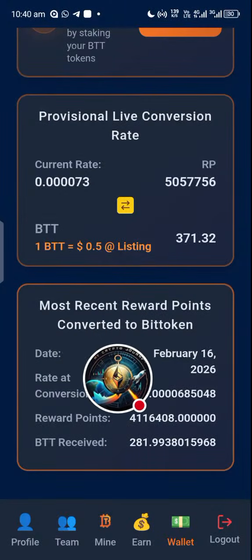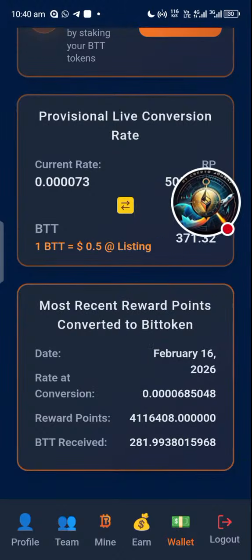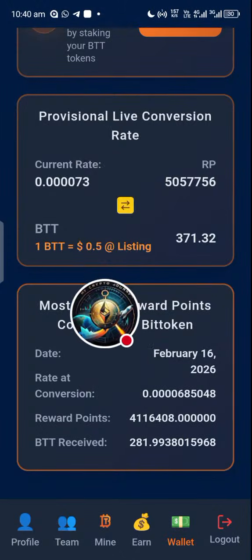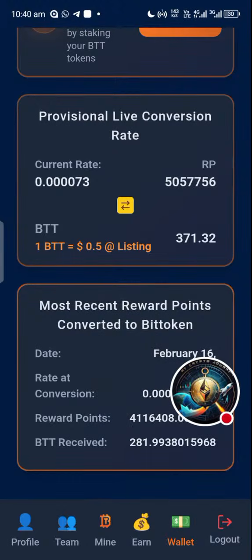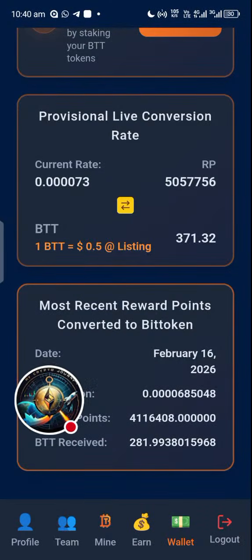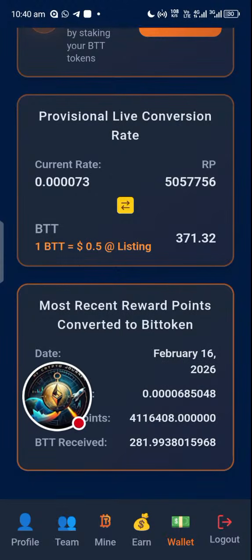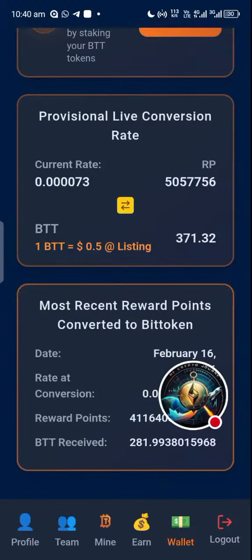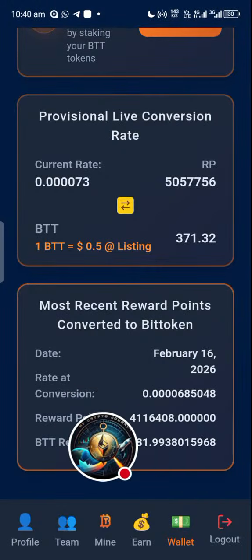It's automatic. There is no action required from you. All right, for the conversion, all you need is to mine enough of the RP and accumulate it on your wallet, when the time for conversion reaches, which is on the 16th of every month. So the first conversion I am experiencing ever since I started BITTOKEN is this one, which was done today, February 16th. This is my first time experiencing the conversion because I just started BITTOKEN not too long ago.